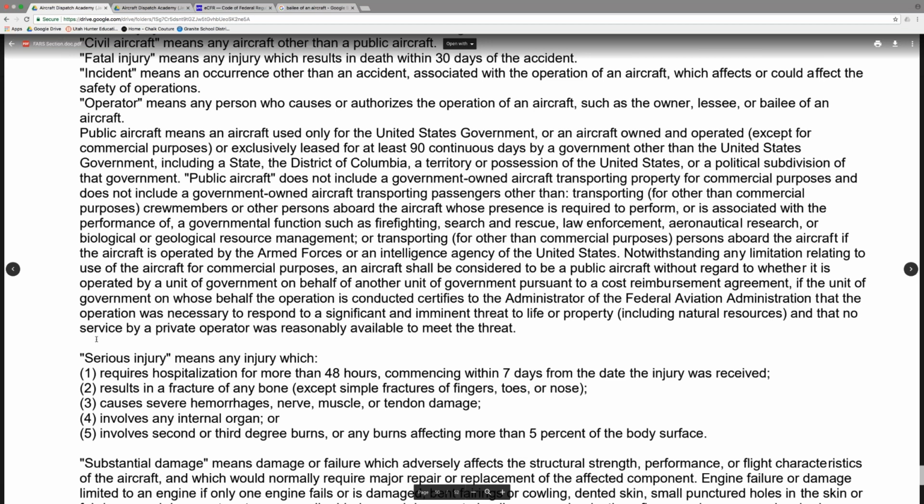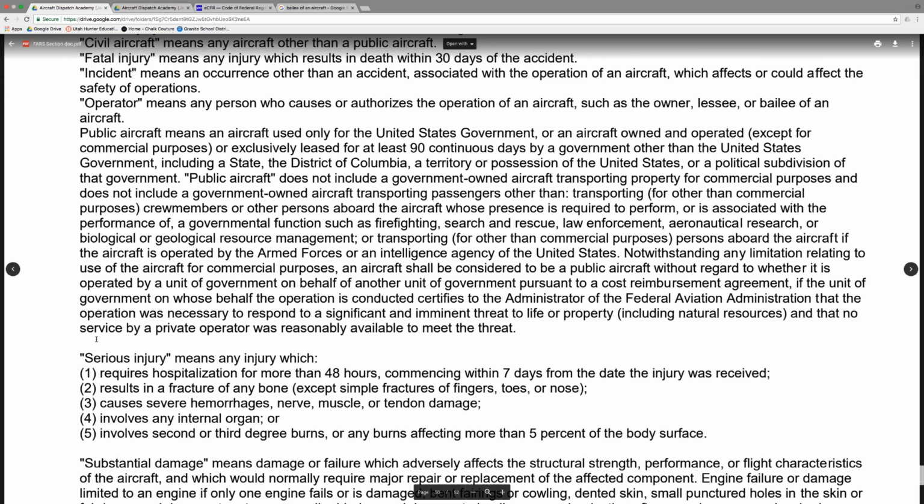Public aircraft does not include a government-owned aircraft transporting property for commercial purposes, and does not include a government-owned aircraft transporting passengers for other than commercial purposes, crew members, or other persons aboard the aircraft whose presence is required to perform or is associated with the performance of a governmental function such as firefighting, search and rescue, law enforcement, aeronautical research, or biological or geological resource management, or transporting for other than commercial purposes persons aboard the aircraft if the aircraft is operated by the armed forces or an intelligence agency of the United States, notwithstanding any limitation relating to use of the aircraft for commercial purposes.